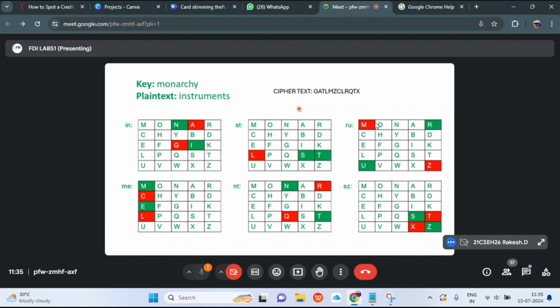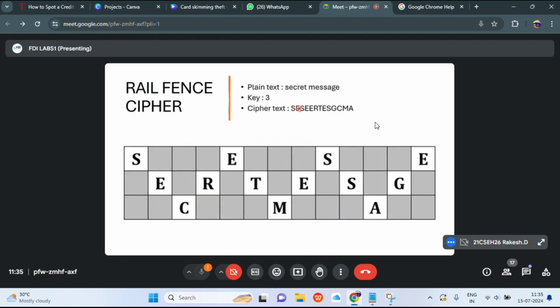And we'll move to the next cipher, that is the Rail Fence cipher. So whatever we have seen till now all says about substitution ciphers. But this belongs to transposition ciphers. As I said, a transposition cipher will jumble the letters. It will not add new letters for the ciphertext. So see here, it is the Rail Fence cipher.